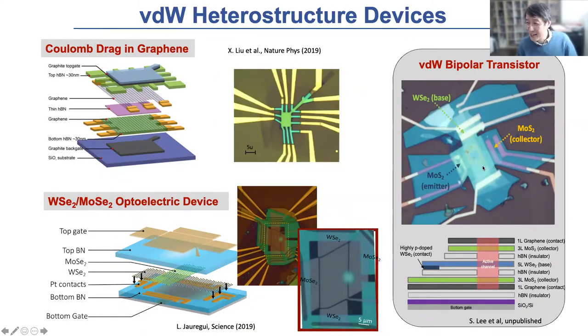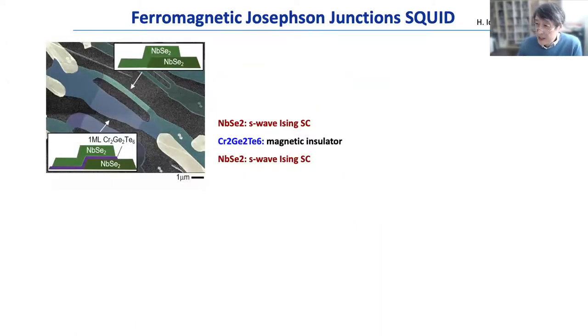It takes a long time. Yield is not necessarily high because everything is stacked by hand. But nevertheless, the amazing part is that the device works and shows, say, interesting bipolar transistor behavior and something like this, right? And the more exciting part is, as I mentioned, that you can jump onto a different type of system.